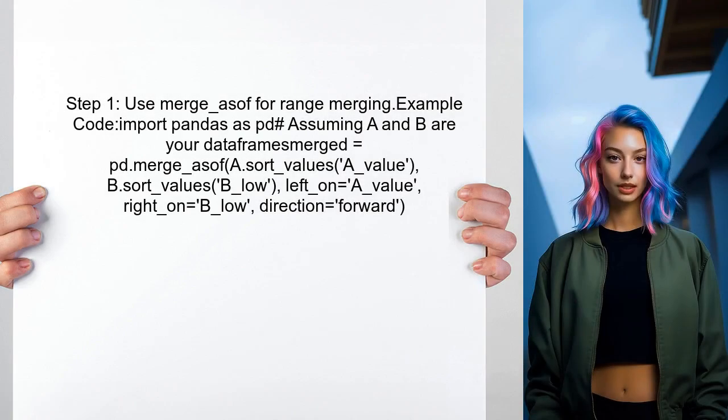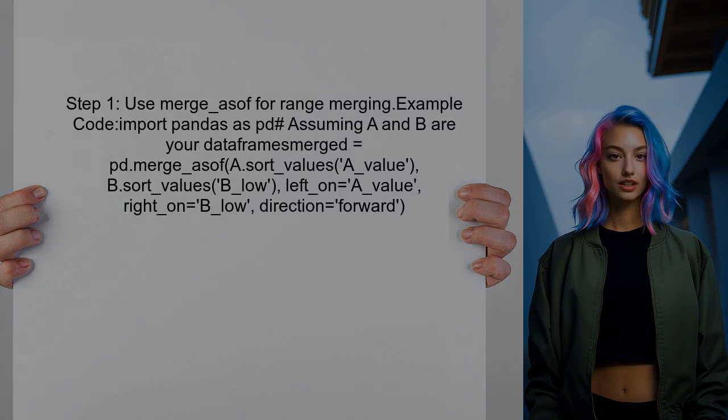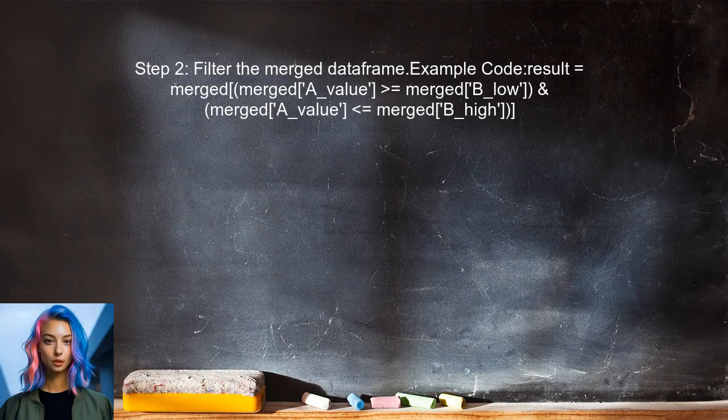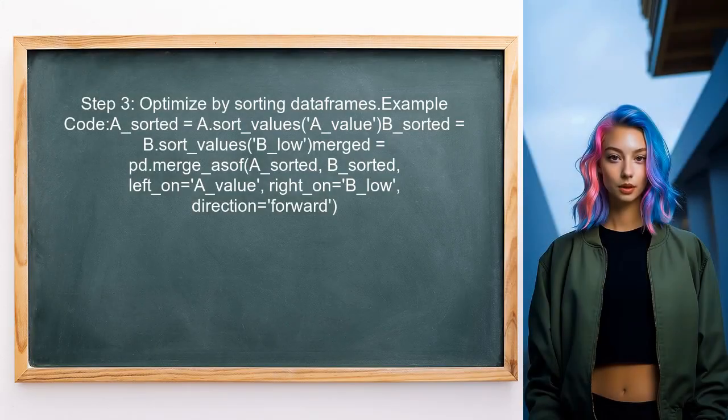To efficiently merge the two data frames in Pandas based on a range condition, the user can utilize the merge_asof function. This function is designed for merging on a key column with a tolerance for range conditions. Next, the user should filter the merged data frame to ensure that the A value falls within the B low and B high range. This can be done using a simple condition. Additionally, if the user wants to ensure that the merge is performed efficiently, they can sort both data frames beforehand. This will optimize the merge_asof operation.